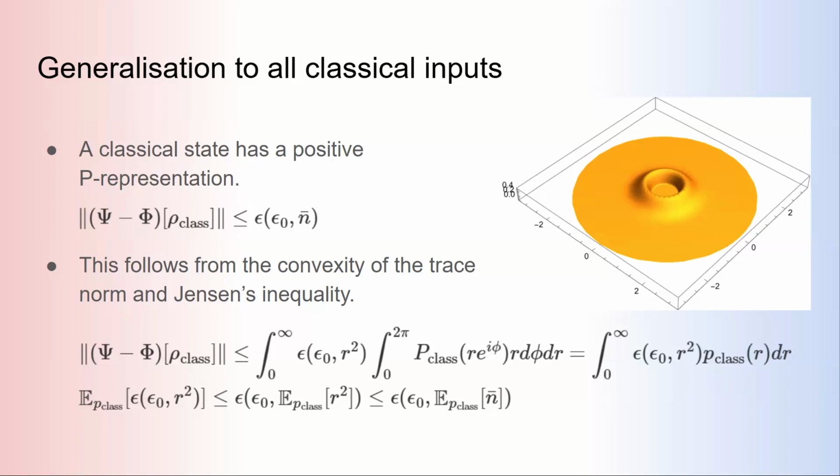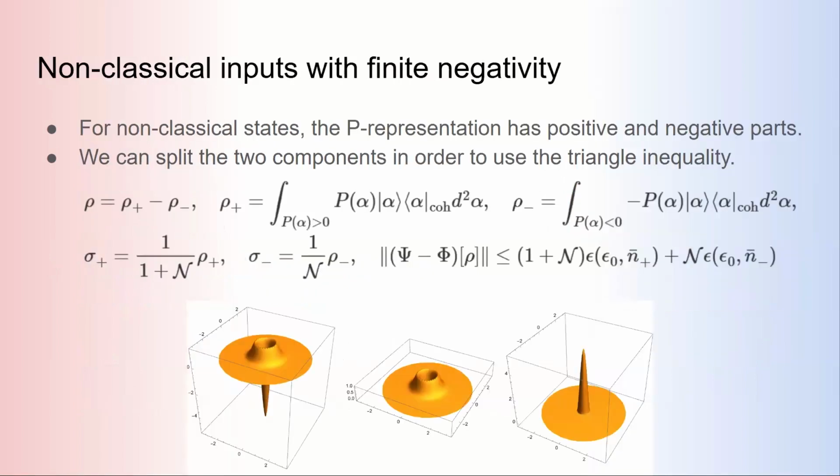Okay, this is fairly simple, but then we ask, what about states with finite negativity? So non-classical states. All non-classical states are defined by having negative parts of their P representation. So somewhere in the P representation is negative. What we call the negativity is the integral over the negative mass, like the integral over all the negative parts, and this can be infinite. In fact, for lots of important pure states, it is infinite. But first we're going to look at the non-infinite case and then extend this to the infinite.